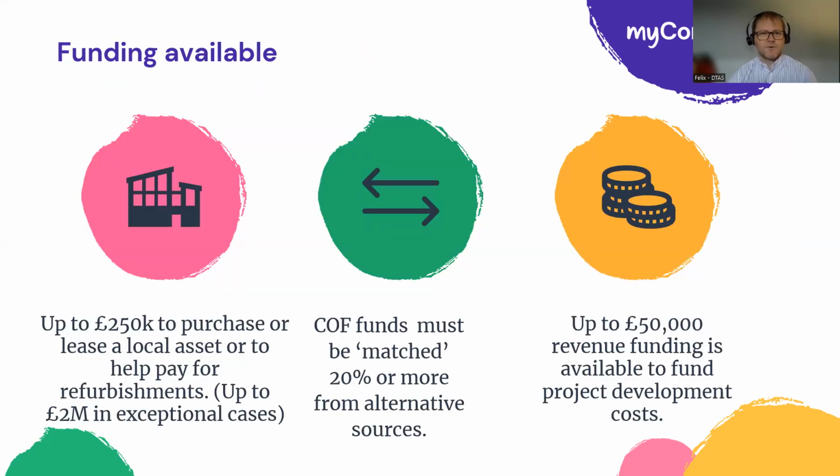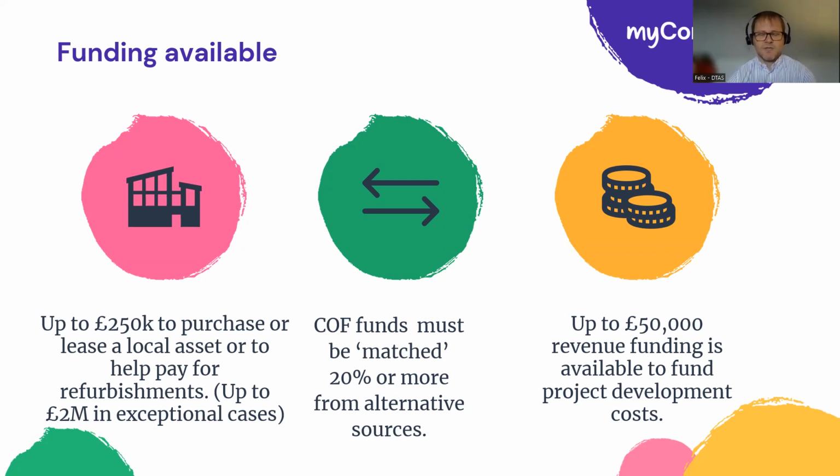So what's available? Generally speaking, up to £250,000 of capital funding, and that's to purchase the asset or to help pay for refurbishments. You can apply up to £2 million in exceptional cases. What they mean by exceptional cases is there'd be a more stringent assessment for a start, but you'd also need to demonstrate a significant impact from that in terms of the asset in the community.